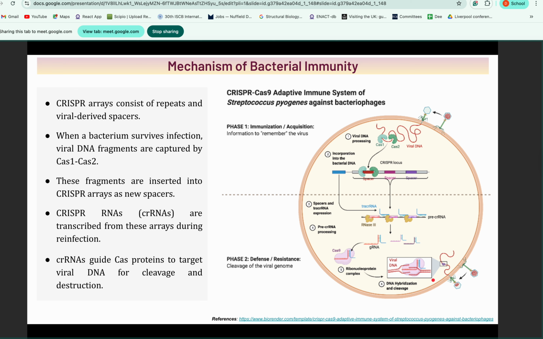This double strand break is only possible because of this guide RNA. Because of this complementarity, Cas9 is able to recognize this site. Otherwise, without the guide RNA, Cas9 is insufficient to identify these sites and make the double strand breaks. These are the two phases of how the mechanism of bacterial immunity works. The first stage is immunization, when the spacers are made, and the second is the defense. When that same virus attacks, these spacers along with Cas9 identify that sequence and break it.